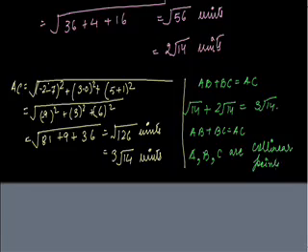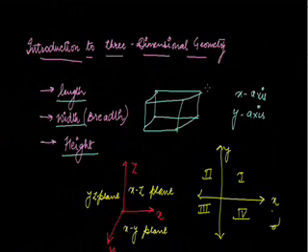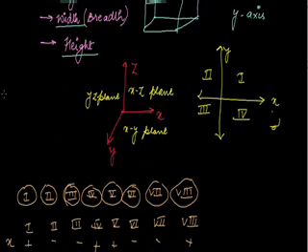Now let's revise what we have done in this particular class. Let's start from the initial introduction to three-dimensional geometry. Till now we have only studied two-dimensional geometry, where we are talking about only two dimensions, that is x and y. But now we have introduced one more axis, that is the z-axis.